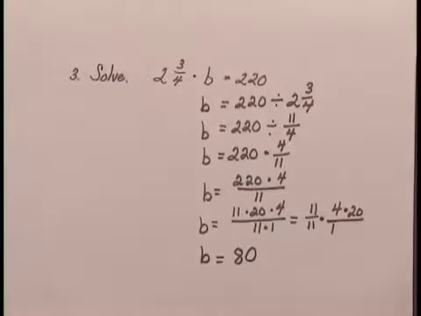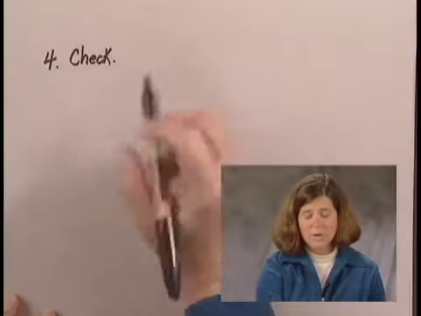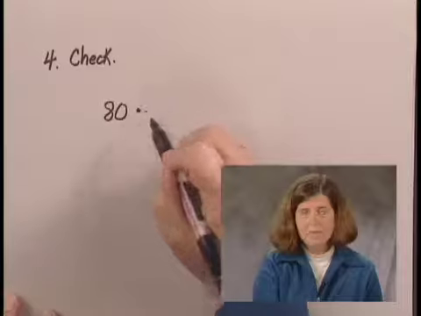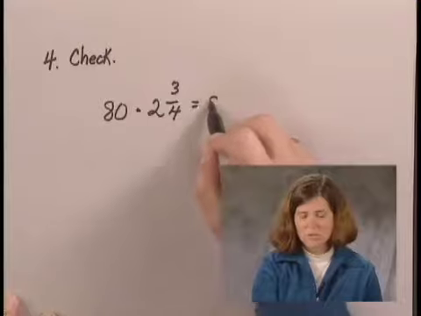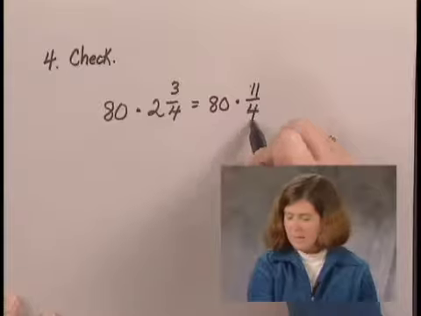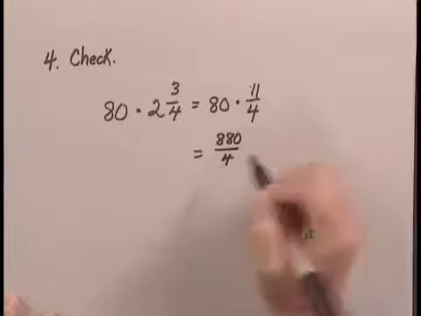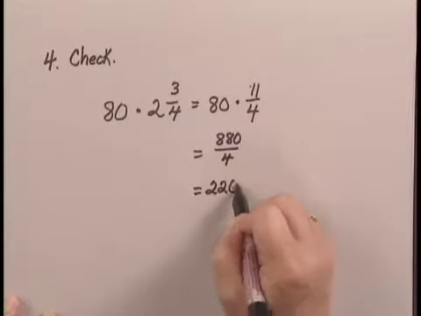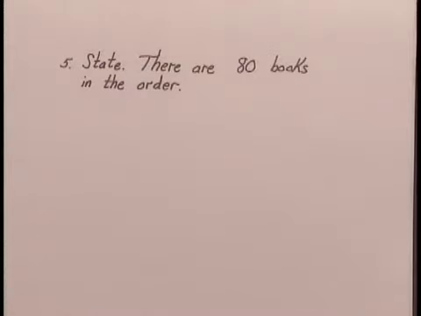Now to check the answer, we can multiply the 80 books that we think are in the order times the amount that each book weighs. Again, we need to change 2 3/4 to fraction notation, so that's 11/4. And if we multiply, we get 880/4. Simplifying that, it's 220, which was the weight of the total order given in the problem. So the 80 books does check, and we can state that there are 80 books in the order.